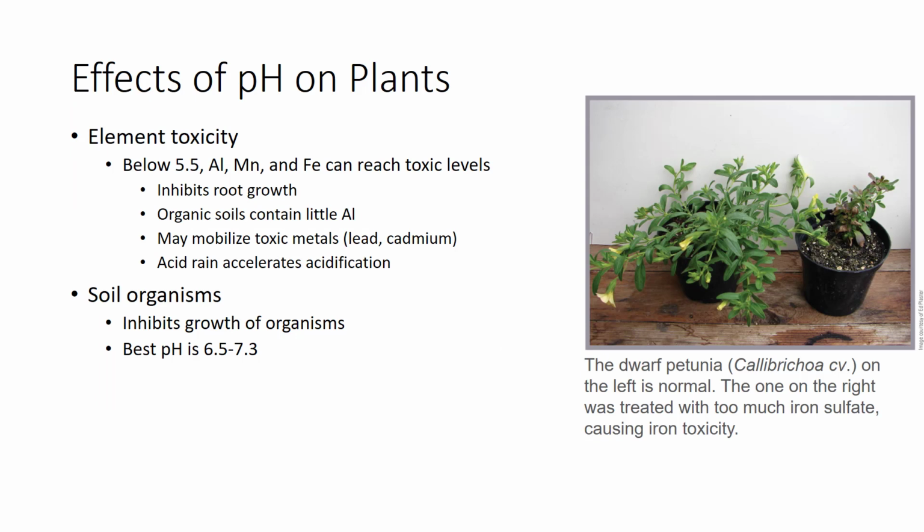At low pH, particularly below 5.5, aluminum and manganese or even iron can reach toxic levels in the soil. Aluminum actually leaves the structure of clay minerals, reaches high concentrations in the soil solution, and occupies most of the cation exchange sites.